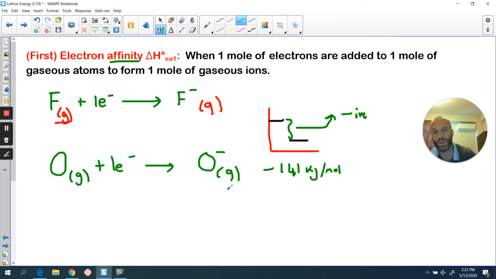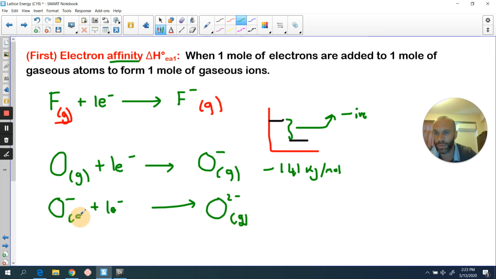But of course, in an ionic compound, oxygen is actually going to gain 2 electrons. So you need to add that value to the second electron affinity value, and be very careful here how you're writing it, because your oxygen is already 1 minus charged, and then it gains another mole of electrons to form O with the 2 minus charge. And again, don't forget to put those state symbols in. Sorry about the messy writing.